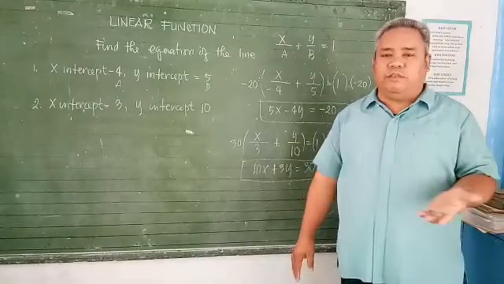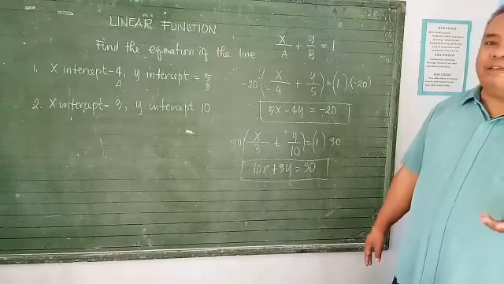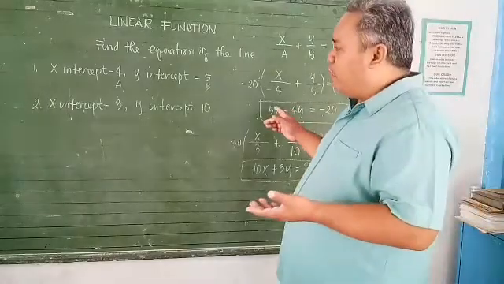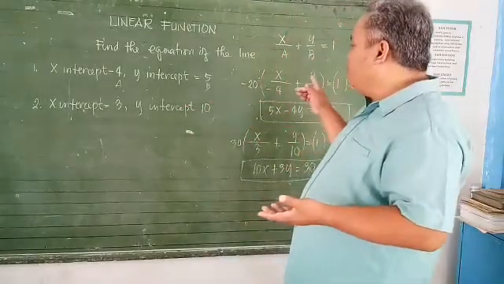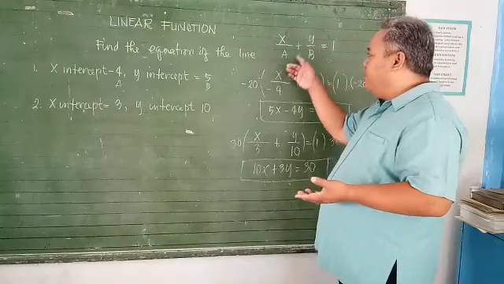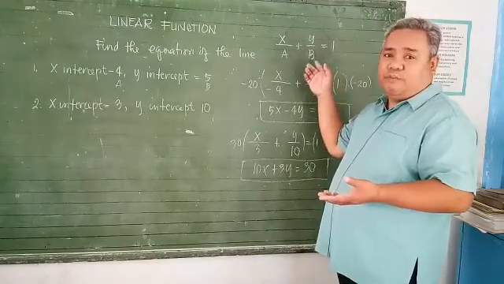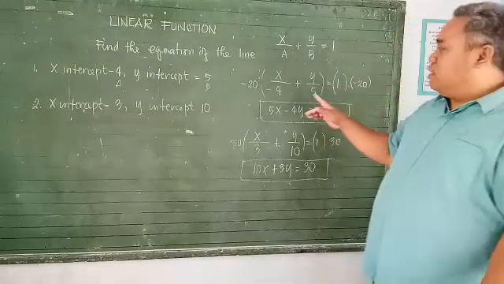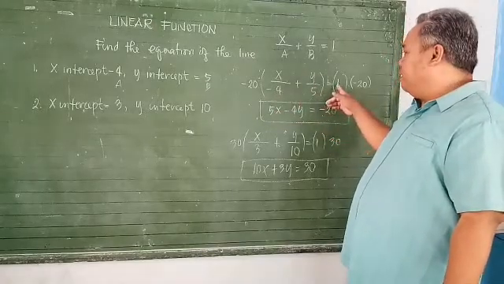What if someone told you to solve the equation using the intercept form, such as this one? Let's say given in number 1, the x-intercept is -4 and the y-intercept is 5. So you're going to use the formula x over a plus y over b is equal to 1. That is going to be the pattern in solving the equation for this type of linear equation. Okay, now, so x over -4 and y over 5, and then that's equal to 1.